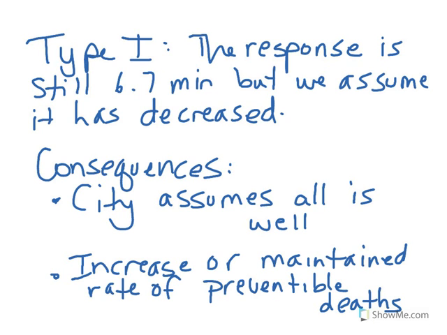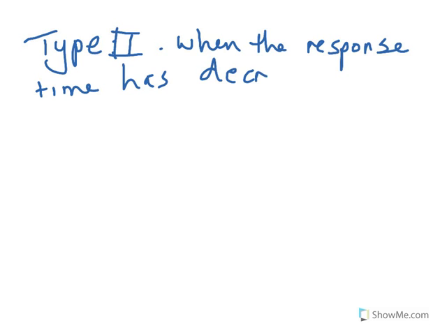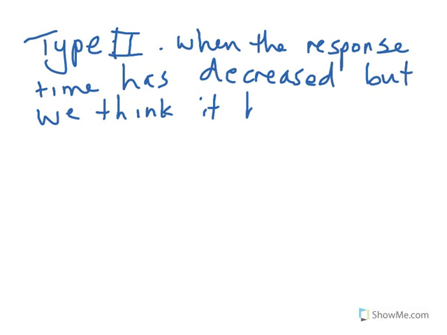But let's see if type 2 error is in some ways worse than type 1 error. It can be in this particular case. If we go to type 2 error, then what we would assume in that case, remember that's when we fail to reject when in fact we should. This is when the response time has really decreased, but we think it hasn't. So the question is, what are the consequences here?